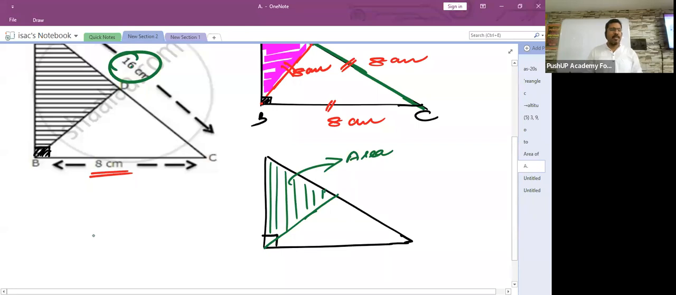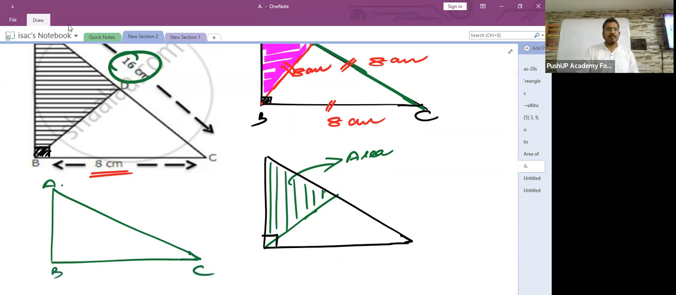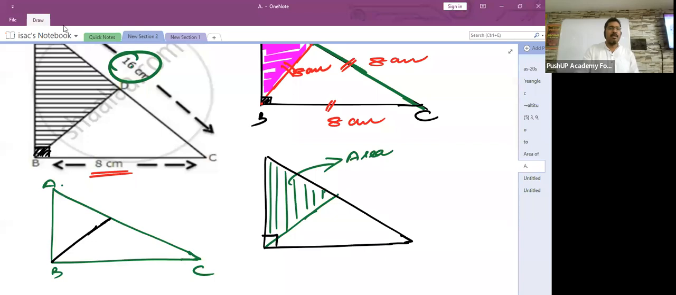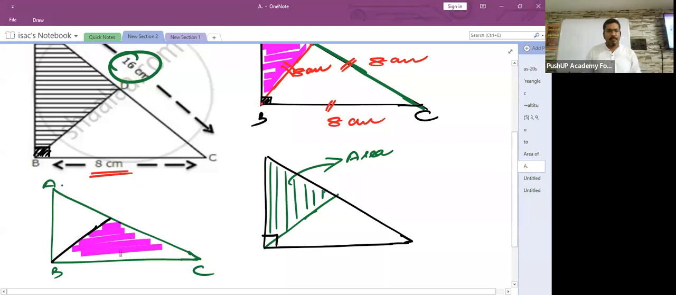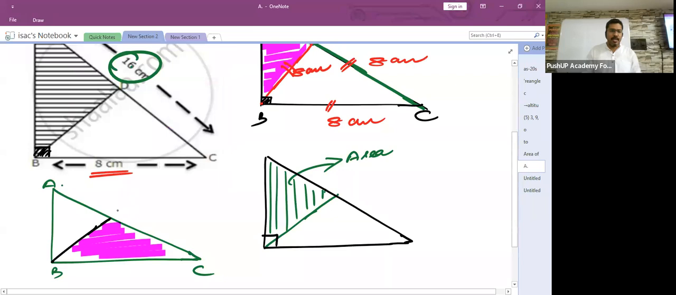If from the area of this big triangle ABC, I repeat, if from the area of this big triangle ABC, I subtract the area of triangle BCD, don't you feel the balance portion would be the area of this shaded portion? Do you all agree with this?